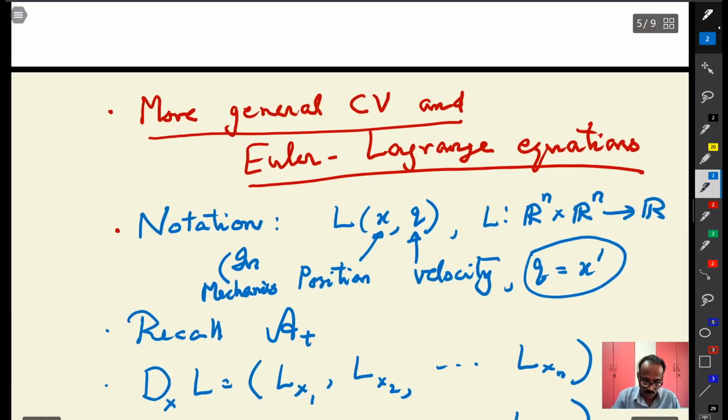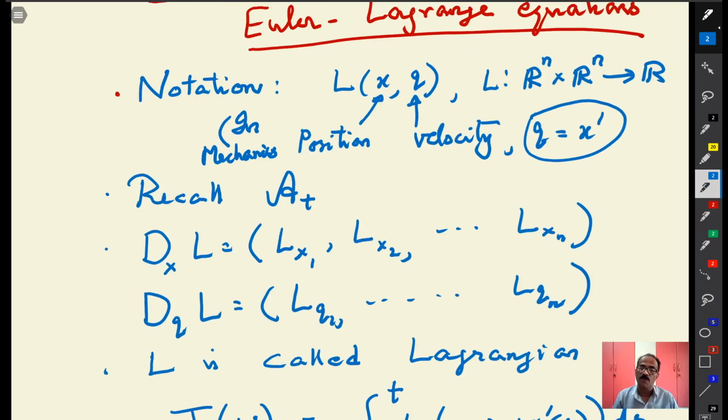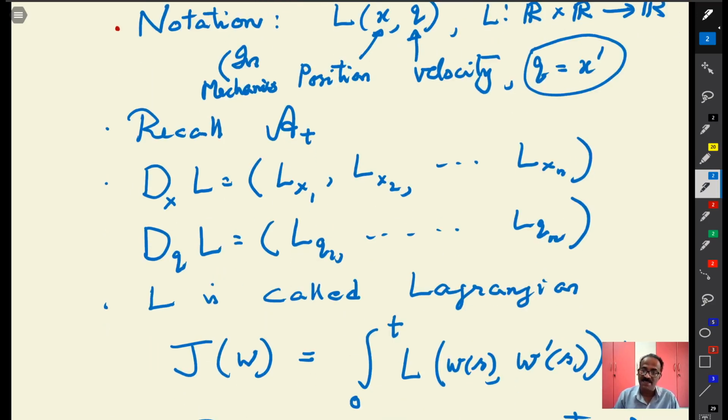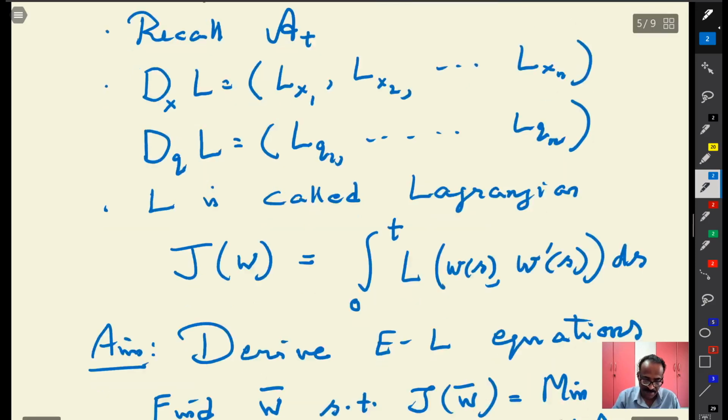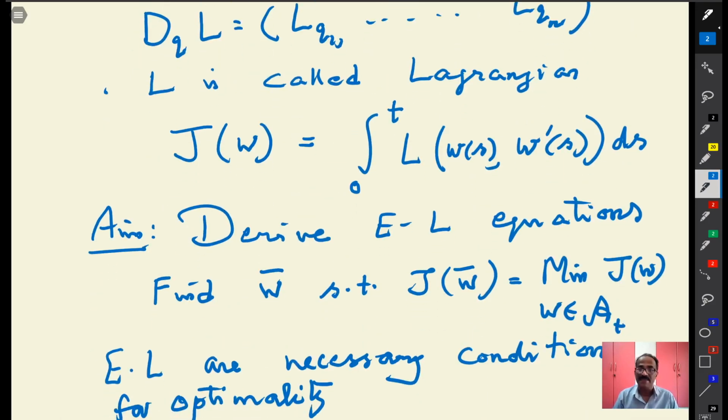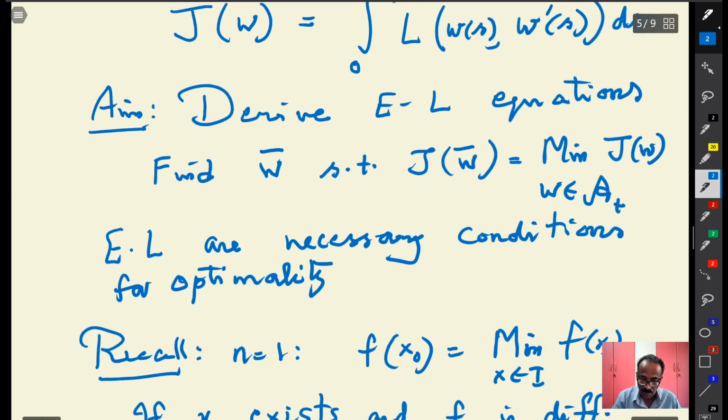We are trying to consider more general Lagrangians of the form L(x, q), where L is from R^n cross R^n to R. And then you have your set AT, the set of all admissible trajectories, and we have these notations introduced, D_x L and D_q L. These are all vectors because x is a vector, q is a vector, and L is called the Lagrangian, and J is the corresponding functional. We want to minimize J, so we want to derive necessary conditions for optimality.